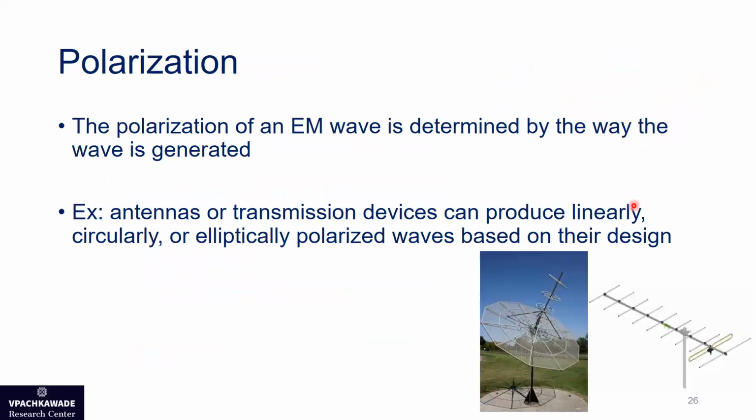Now, the polarization of an electromagnetic wave is determined by the way the waveform is generated. Let's say these are the transmitting antennas and they are radiating the EM wave into space, and that could be in a linear fashion, a circular fashion, or an elliptical fashion. So the E field vector will oscillate along the axis of propagation in a specific way. These antennas can produce linearly, circularly or elliptically polarized waves based on the way they have been designed.